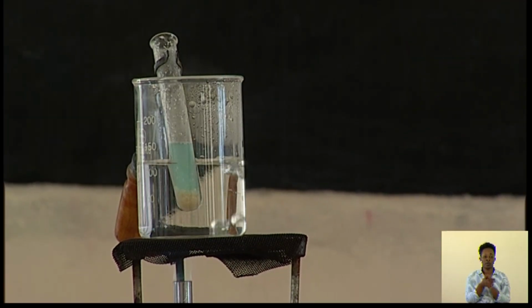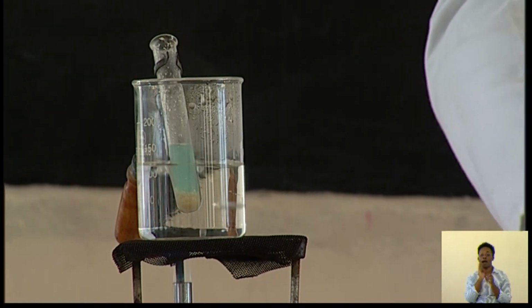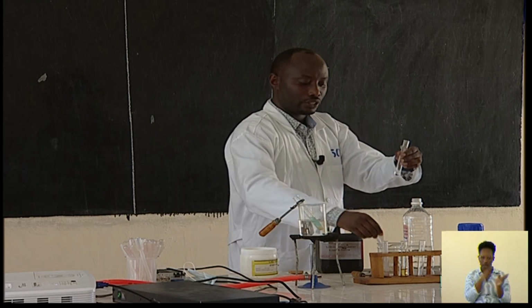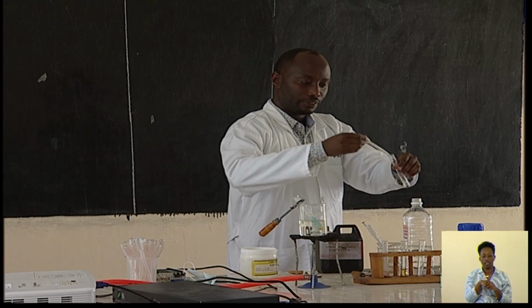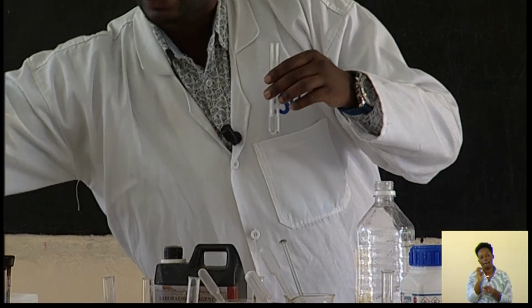Then I also have another test tube where I put distilled water. In the distilled water, I also test whether the distilled water contains reducing sugars. Then after that, I also have to add Benedict's solution.